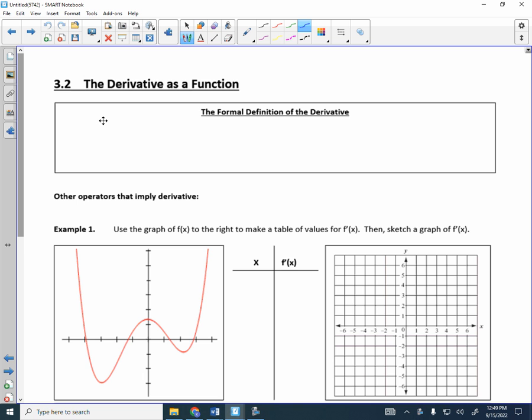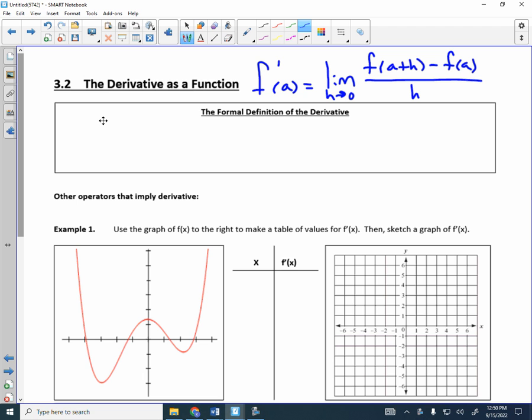Okay. You guys learned the other day f prime of a was equal to the limit as, somebody finish it off. H approaches 0 of f of a plus h minus f of a all over h. Okay. So that's the formal definition for the derivative at a point. We're finding the slope of a line tangent at point A.